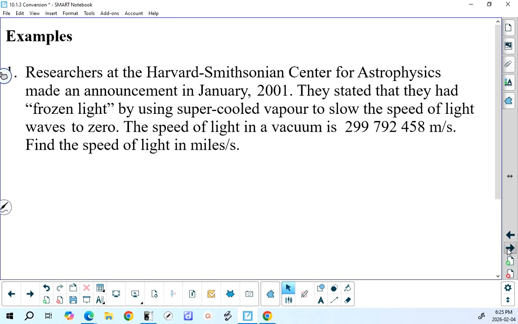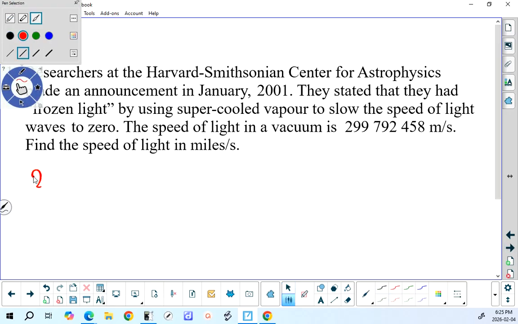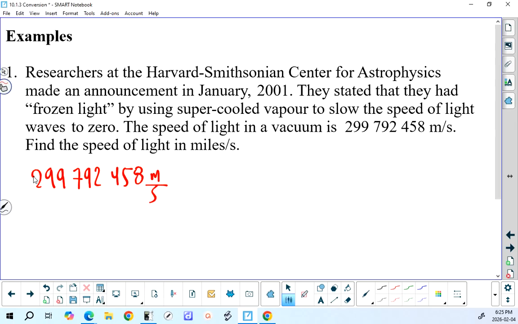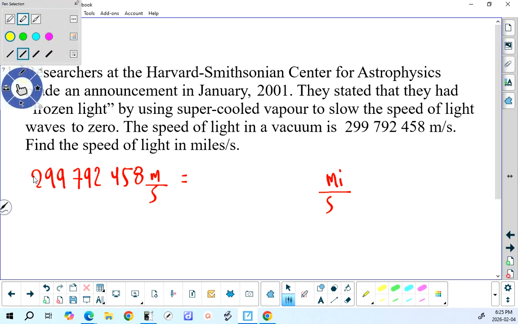Bottom line here is you were told the speed of light in this question is 299,792,458 meters per second, and we would like to know how many miles per second it is. So the bottom line here, everybody, is we need to convert this many meters to this many miles.